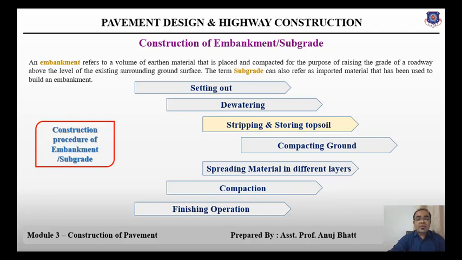So the next step is compacting the ground. Now the original ground shall be leveled to facilitate placement of the first layer of the embankment. It is scarified, mixed with water and then compacted by rolling so as to achieve a minimum dry density as specified in the technical specification.